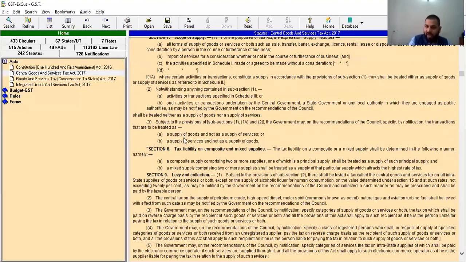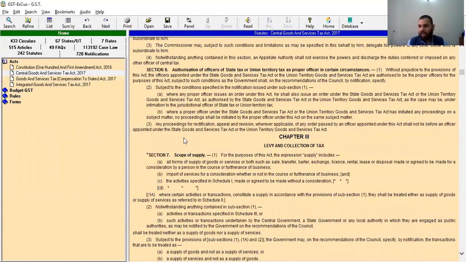Now, what is supply is actually everything and anything that you can think about in terms of exchanging hands. So whenever any goods or services change hands, as per the definition of supply, it becomes a supply. So supply is defined under section 7. So we'll read section 7, subsection 1. It's visible on the screens as well.